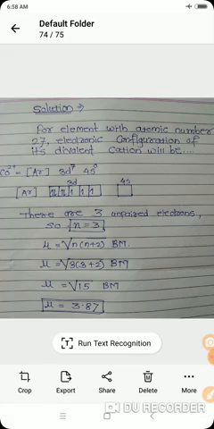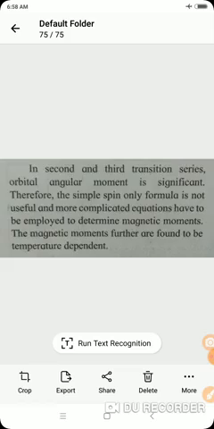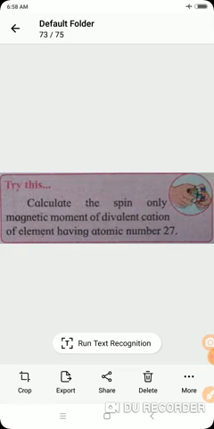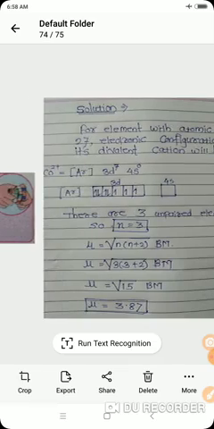And when we put the value of n in the given formula, we find that mu is equal to 3.87 BM. So the final answer is 3.87. So this is the solution, the magnetic moment is found to be 3.87 BM. So such type of problems can be asked, and we have to solve in this way.